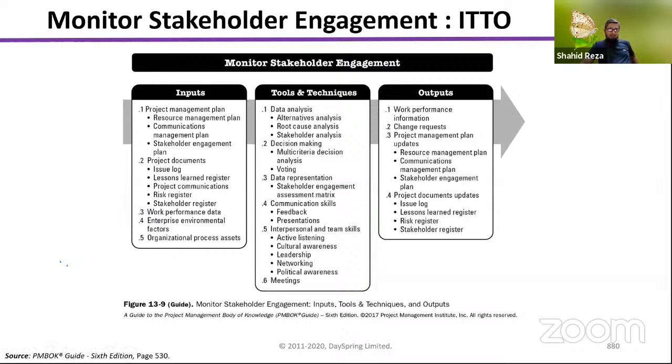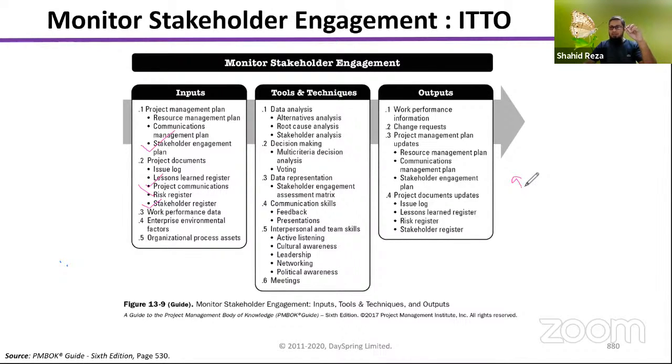Similarly, same questions. So what are the main inputs in this process? One is stakeholder engagement plan and stakeholder register. Another very important one is project communications. Project communications means, 90% of a project manager's time is communication.